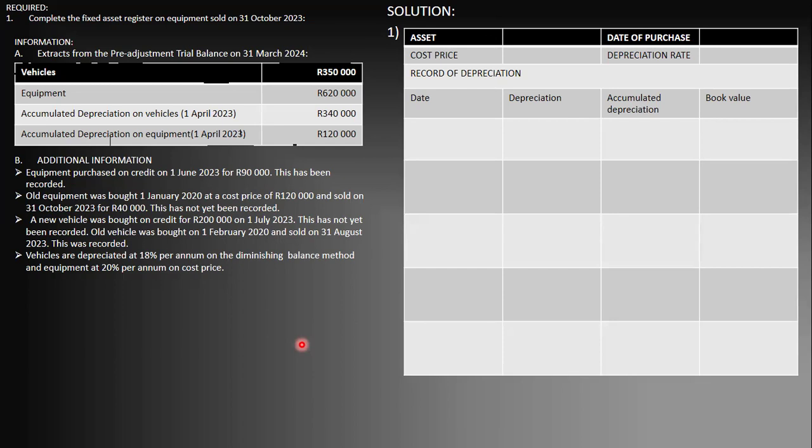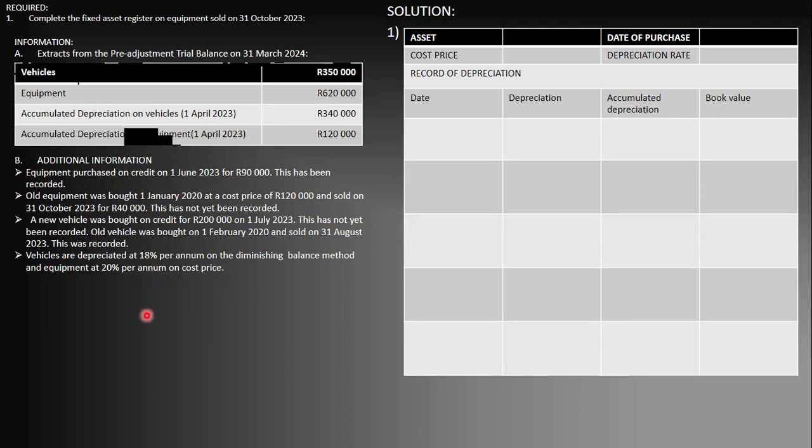And in this lesson, we are asked to complete the fixed asset register on equipment which was sold on 31st of October 2023. Right. And we are given the pre-adjustment trial balance on 31st March 2024, which is all the information from the pre-adjustment trial balance, and we have this additional information which is given to us, right?